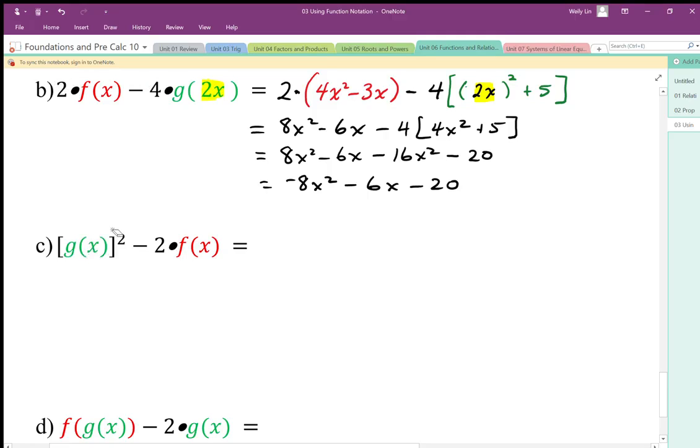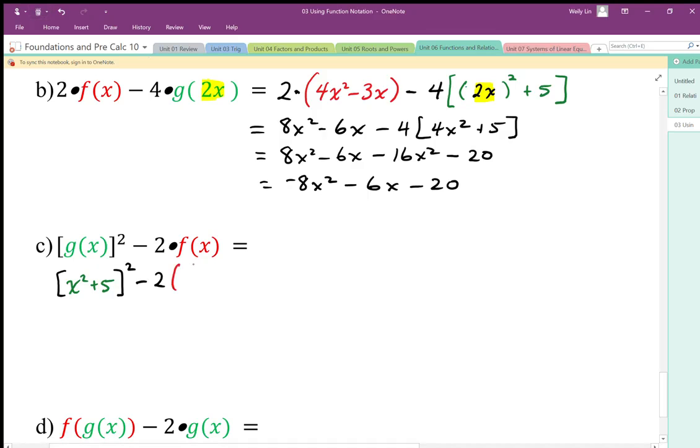So here I'm going to have just outside changes. I'm going to square that g function, and I'm going to subtract two groups of the f function. Okay, so again, we should be using brackets here. So we have (x squared plus 5) squared. Okay, and I'll write that. Maybe I'll keep that in black brackets here. So there's my g of x squared minus 2 times my f function.